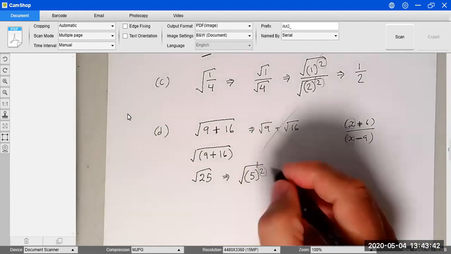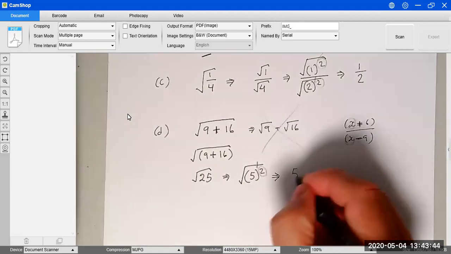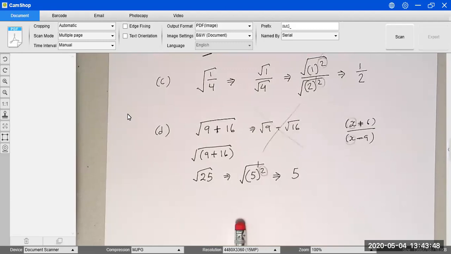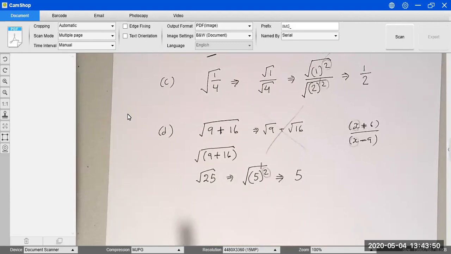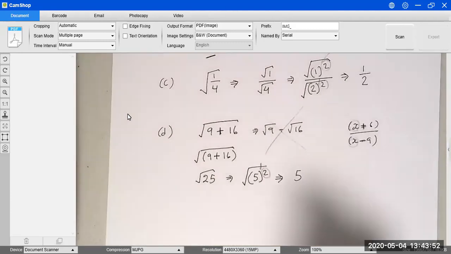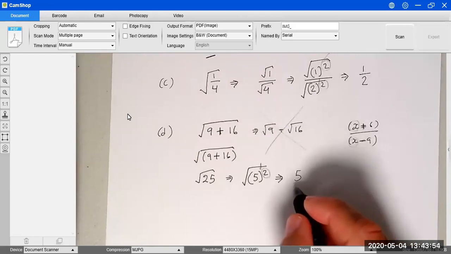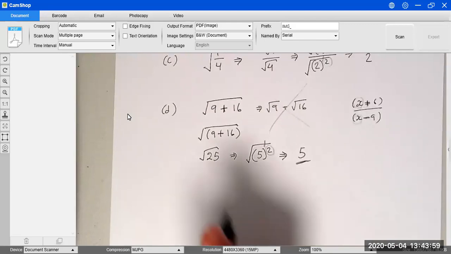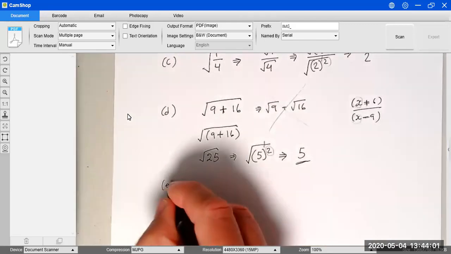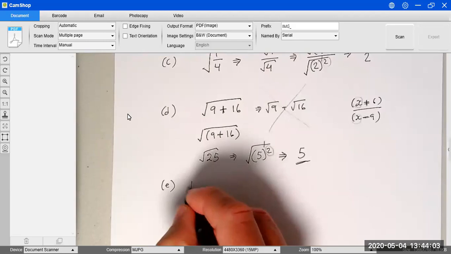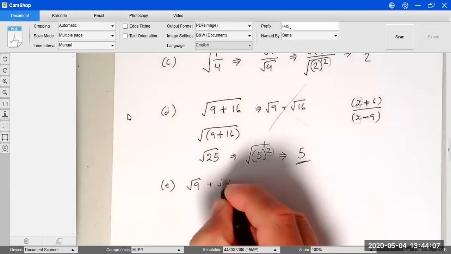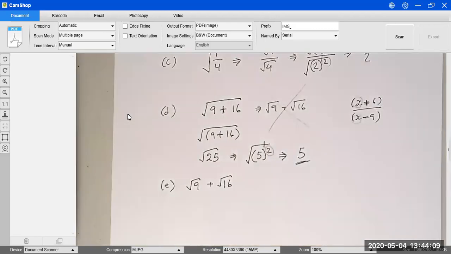Don't forget that. If you do it in a different order, or you leave one step after the other, sometimes we make mistakes and we forget finishing our work. So in this case, the answer is just 5. Now the last part of this problem is the square root of 9 plus the square root of 16. You can see now that you have two radicals.